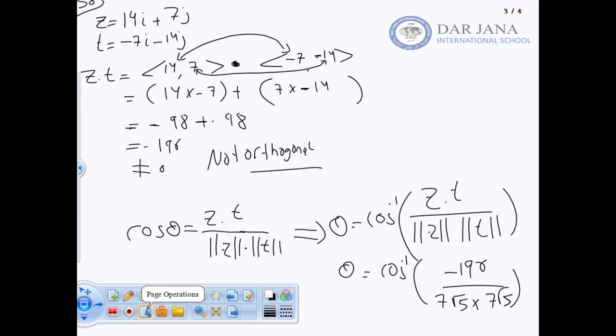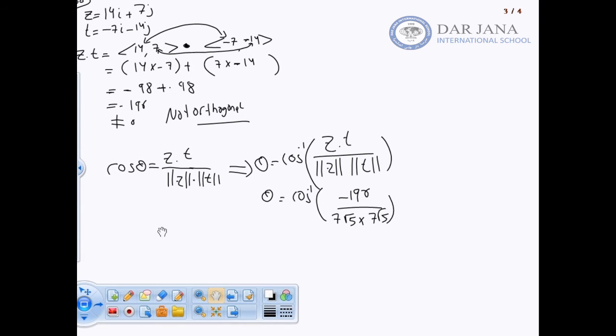And let's find the angle between them, theta, using your graphing calculator. Cosine inverse of negative 196 over 7 radical 5 multiplied by 7 radical 5. And the answer is 143.1 degrees. So apparently the two vectors are neither parallel nor perpendicular, orthogonal. Second question.